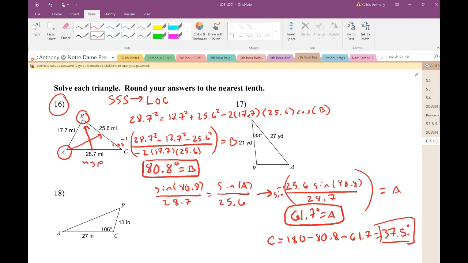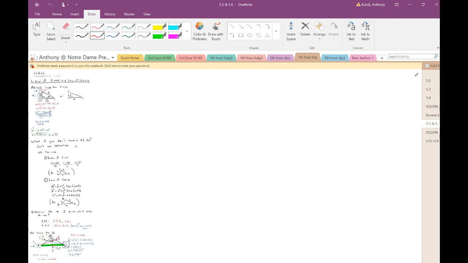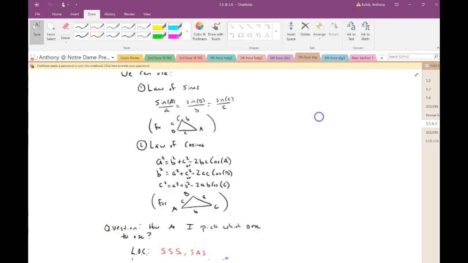Everybody relatively okay with this homework? The sine inverse of that mumbo jumbo above it. All right.